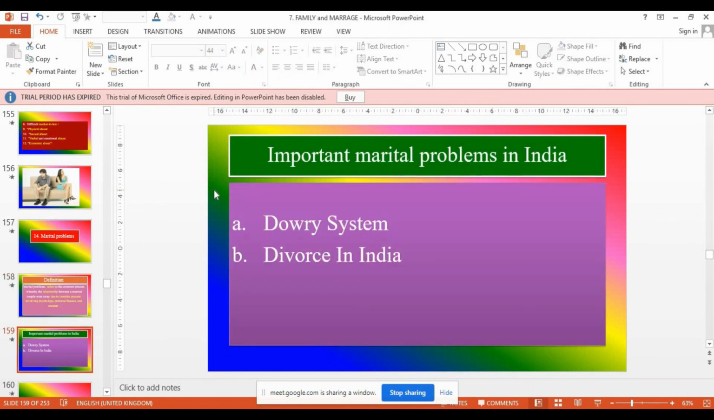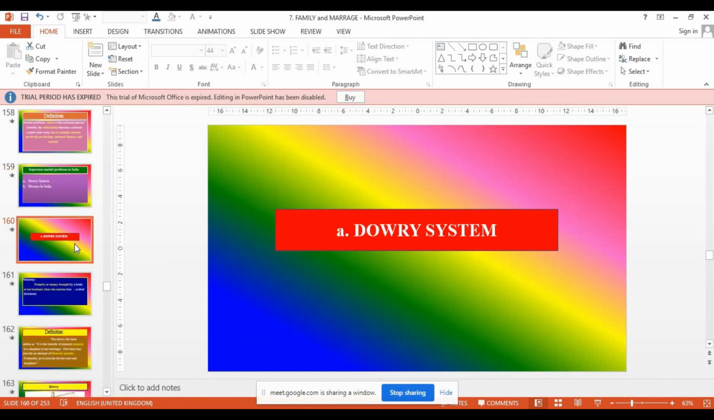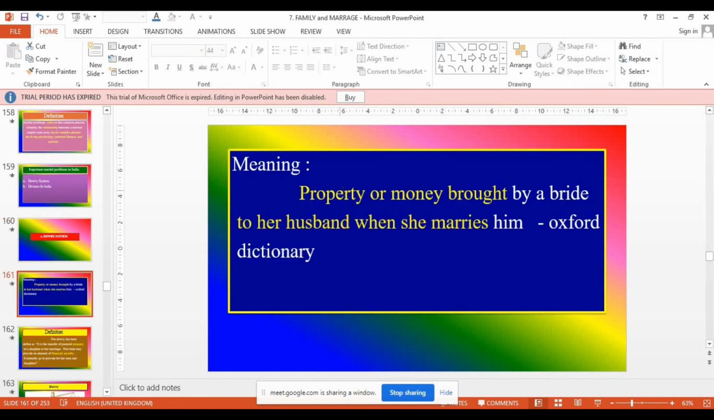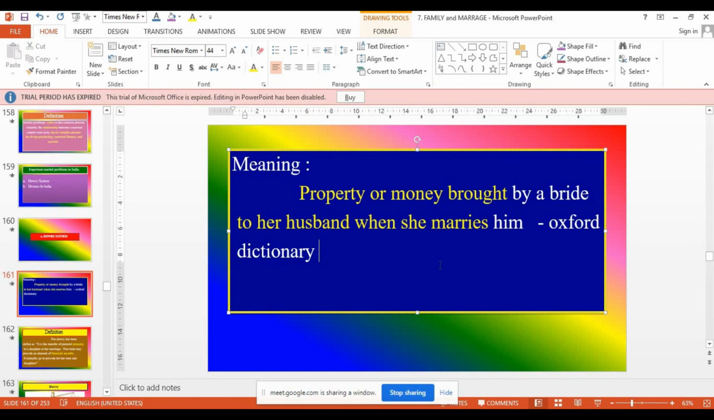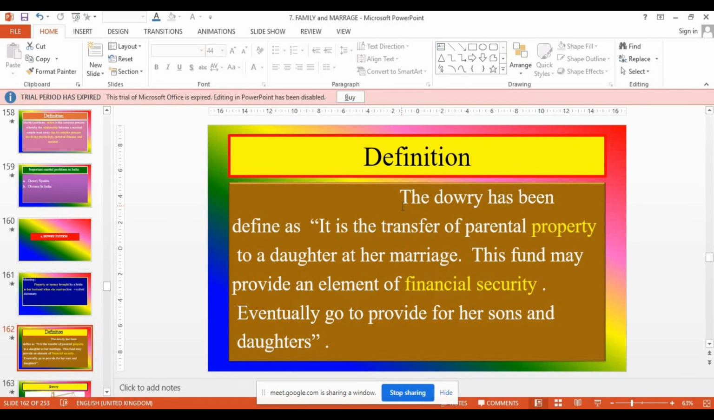Next, two important marital problems in India: dowry system and divorce in India. First, dowry system, meaning property or money brought by the bride to her husband when she marries. Keywords: property, money. Definition: dowry has been defined as the transfer of parental property to the daughter at her marriage.